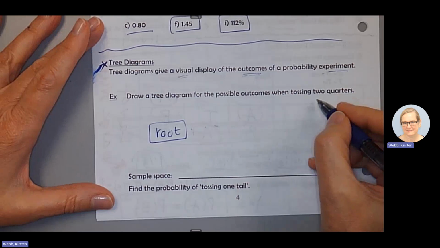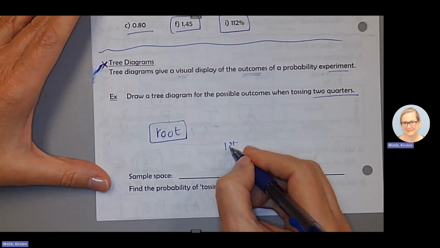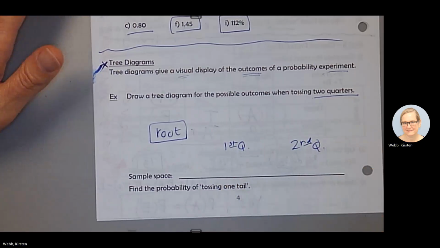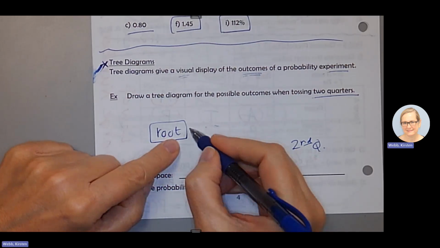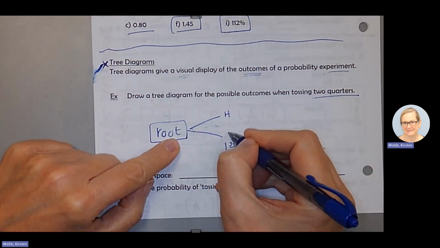From that root, let's think about breaking the 2 quarters down into parts. In other words, let's think about the first quarter separate from the second quarter. We're going to take the whole thing and break it down into a series of events, like considering the 2 quarters separately. If you toss a quarter, that first one, what could you get? Heads, or you could get tails. So from the root, let's draw 2 branches representing the first quarter. Could be heads or could be tails.